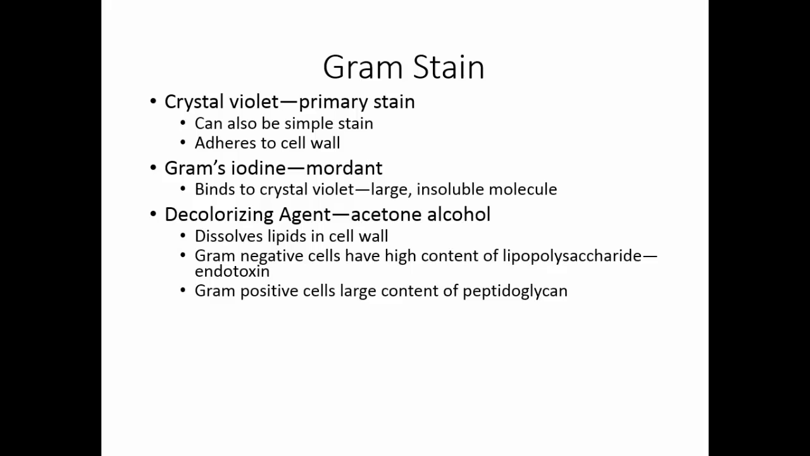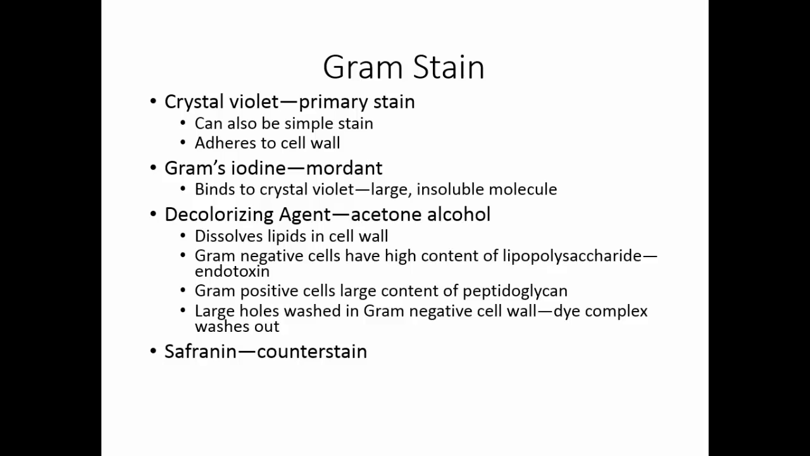Gram-positive cell walls have a very large peptidoglycan content and virtually no lipopolysaccharide. When we flood the slide with this decolorizing agent, the gram-negative cell wall has large holes washed in it as a result of that lipopolysaccharide dissolving, and these holes are large enough to let the dye complex wash out. If we were to stop the staining process at this point and look at the slide, we would see purple cells that were the gram-positive cells, but the gram-negative cells would be invisible. There wouldn't be any color to them.